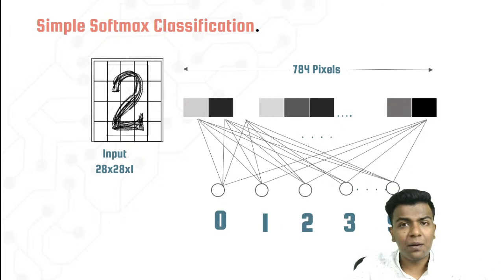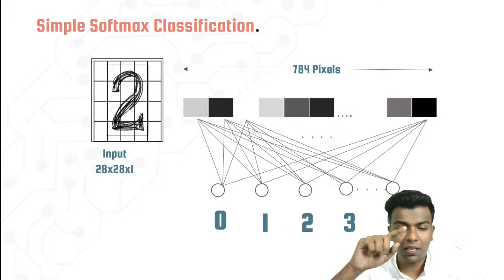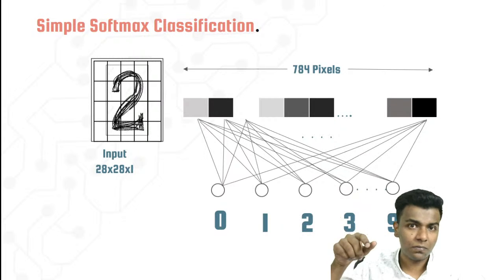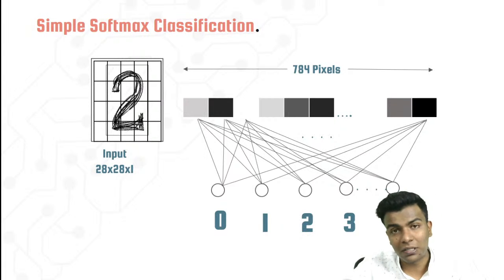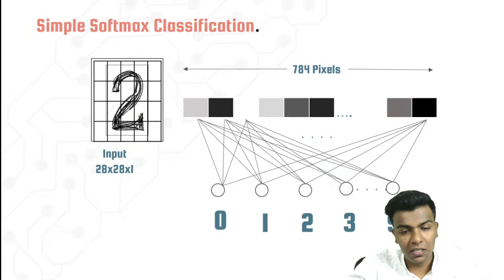Okay, so if it is color, we'll use RGB color codes, so the size would be 28 cross 28 cross 3. Here we are not going to use a color image, so that's why it is just 28 cross 28 as the size. Okay, so we have flattened it.